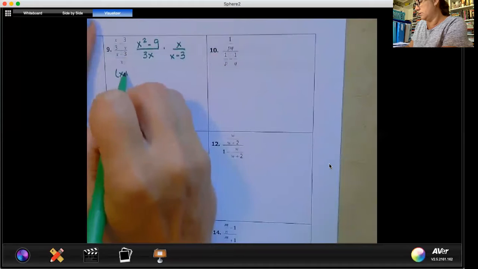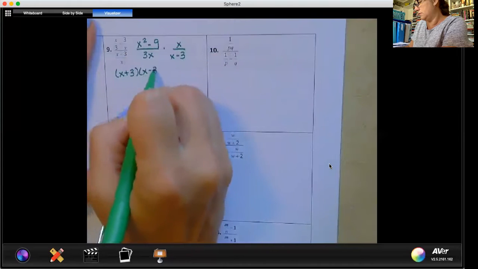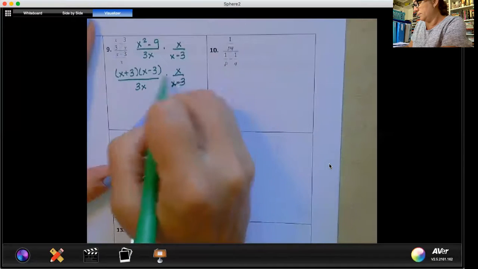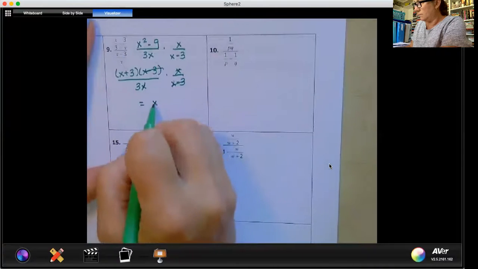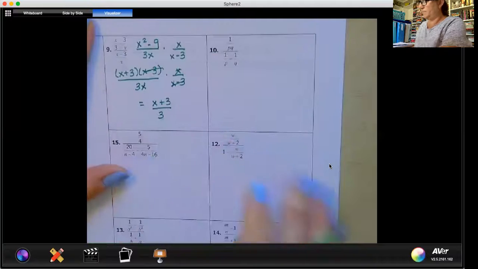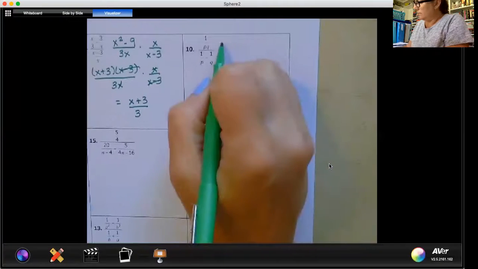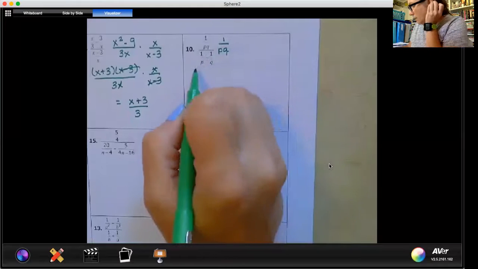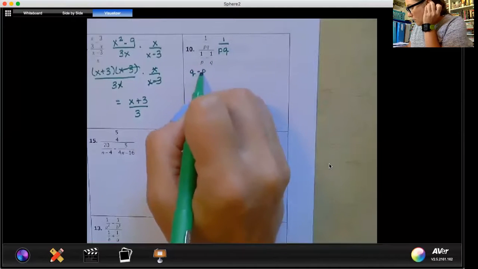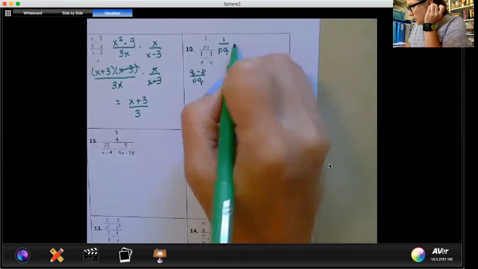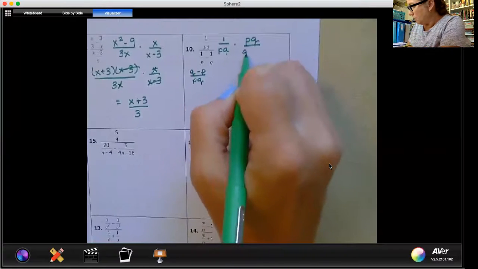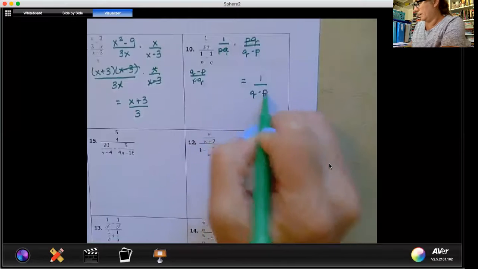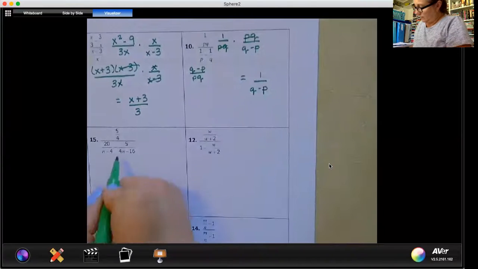Factor, and cancel. And you get x plus 3 over 3. Same thing for number 10. And I'm going to do that cross, cross, across right here. So cross, cross, across. So times p cubed over q minus p is 1 over q minus p.